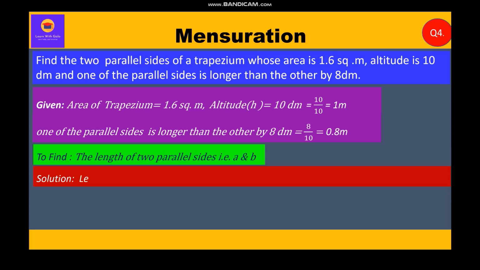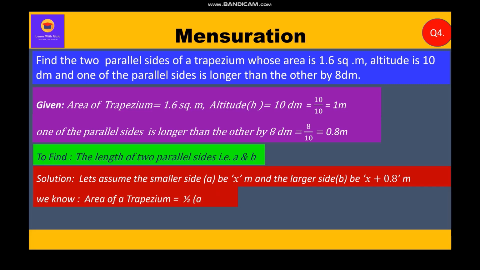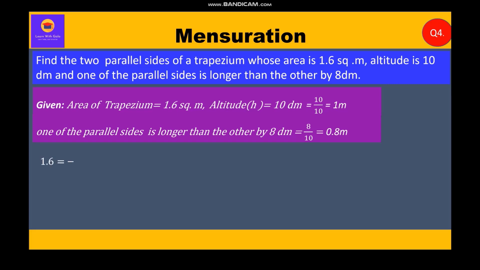Let us assume the length of the smaller side be x meter. So length of the larger side will be x plus 0.8 meters. Now we know area of trapezium is equal to half in bracket a plus b into h. We shall substitute these values which are given to us in this formula, and we will write 1.6 is equal to half in bracket x plus 0.8 into 1. Further, we will cross multiply and we'll write 1.6 into 2 is equal to 2x plus 0.8.